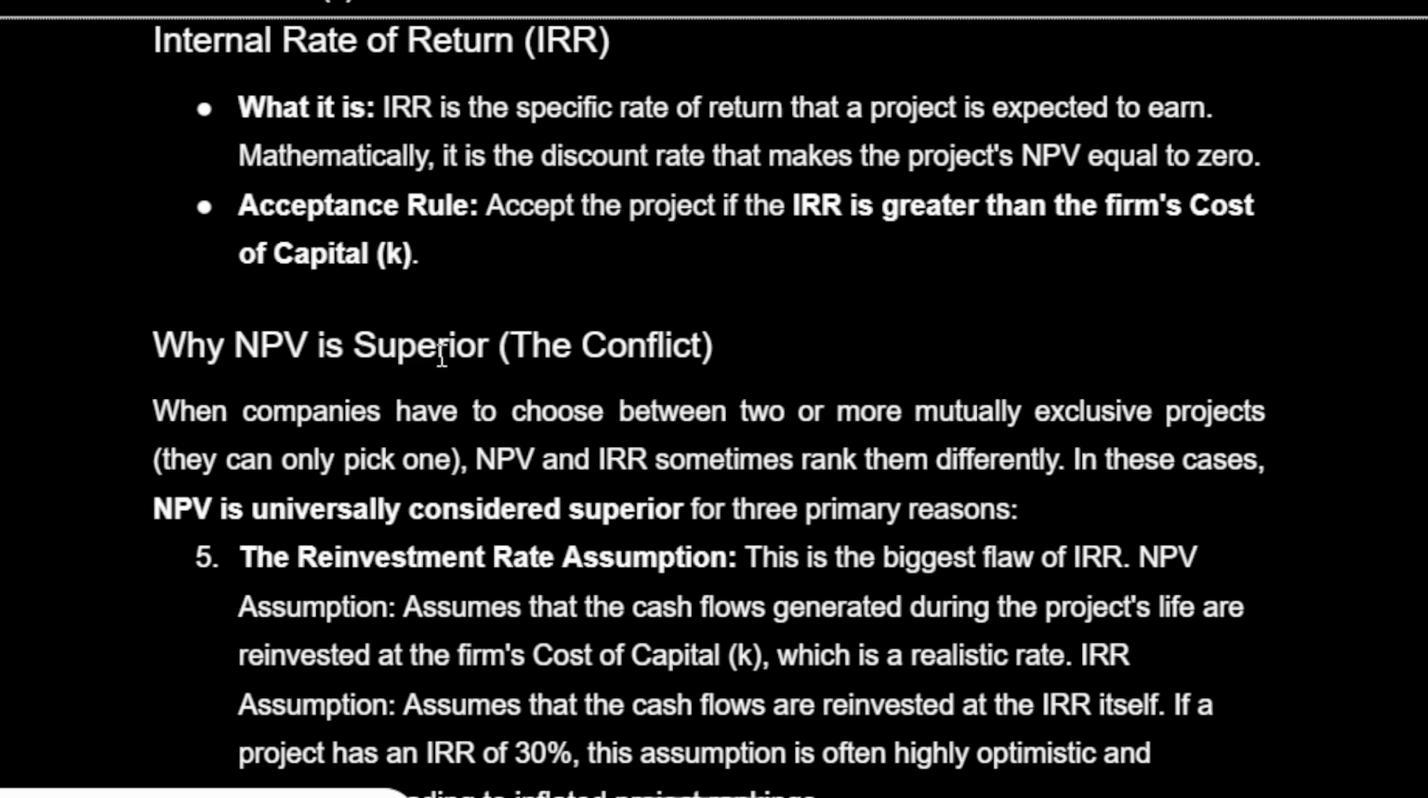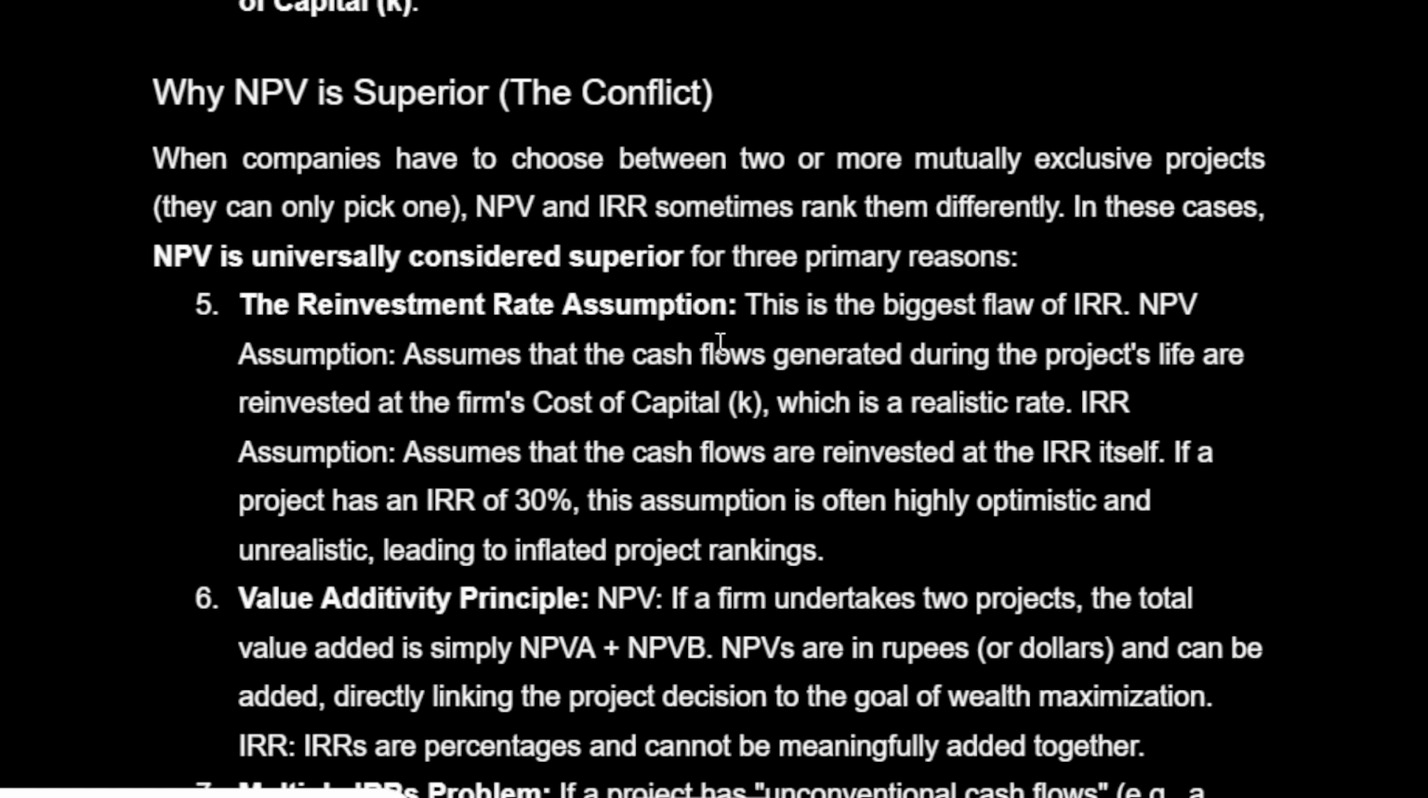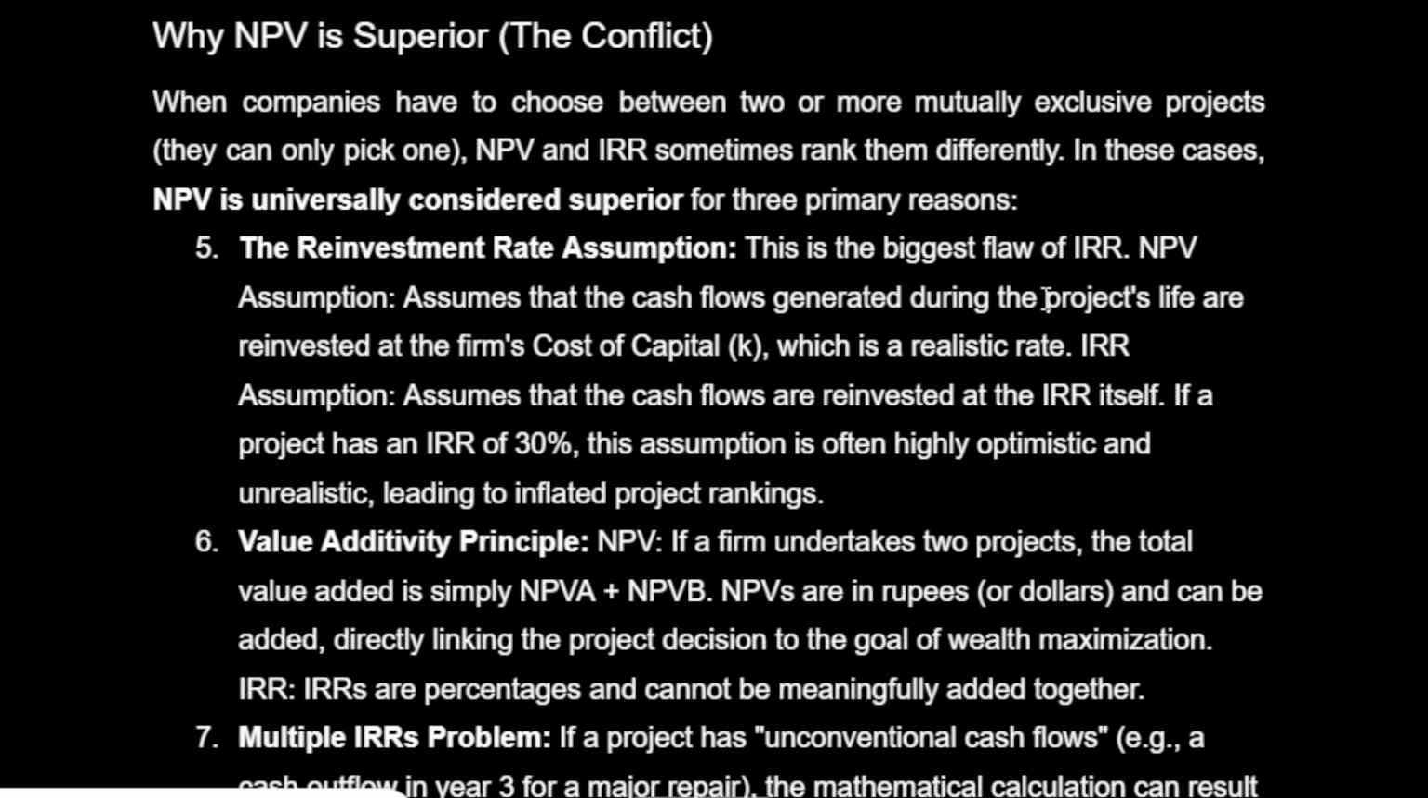Why NPV is superior, the conflict. When companies have to choose between two or more mutually exclusive projects, they can only pick one. NPV and IRR sometimes rank them differently. In these cases, NPV is universally considered superior for three primary reasons. The reinvestment rate assumption. This is the biggest flaw of IRR. NPV assumes that the cash flows generated during the project's life are reinvested at the firm's cost of capital K, which is a realistic rate.